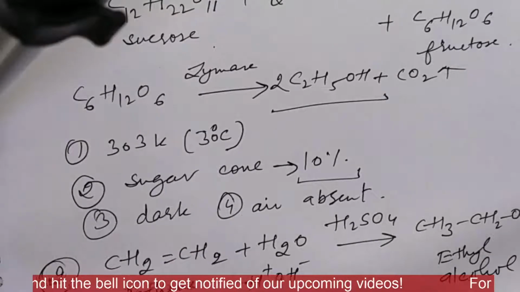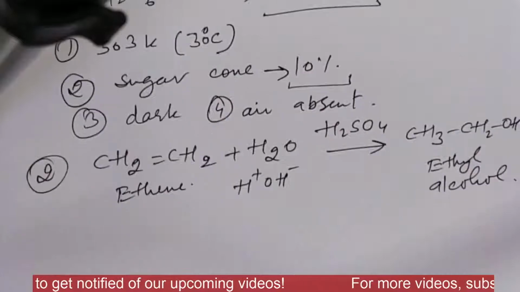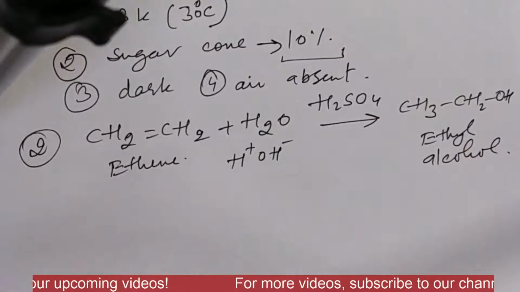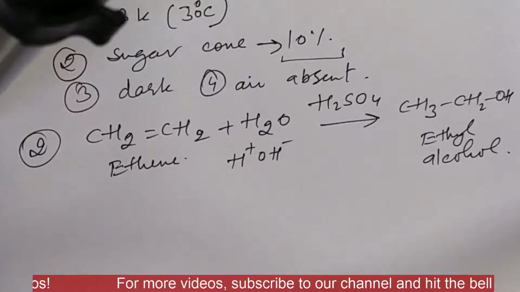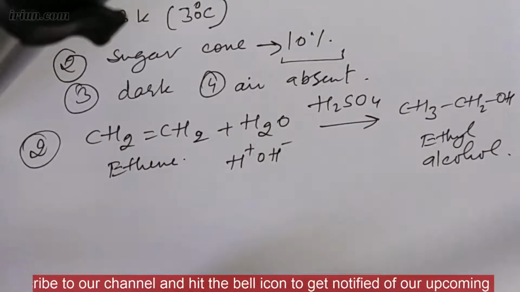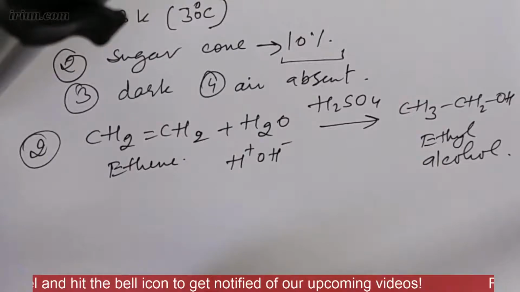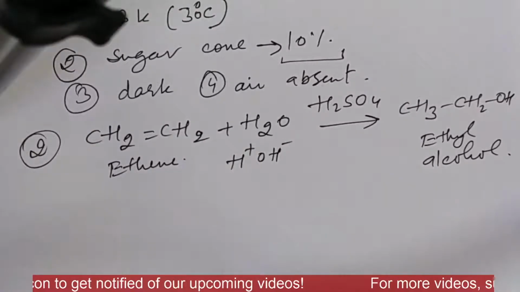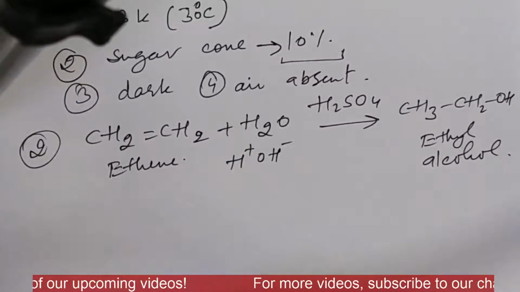Are you getting the point, students? We have done the two manufacturing methods: by the process of fermentation and by the process of hydration of the ethylene molecule. So these are the two basic methods for the preparation of ethanol.